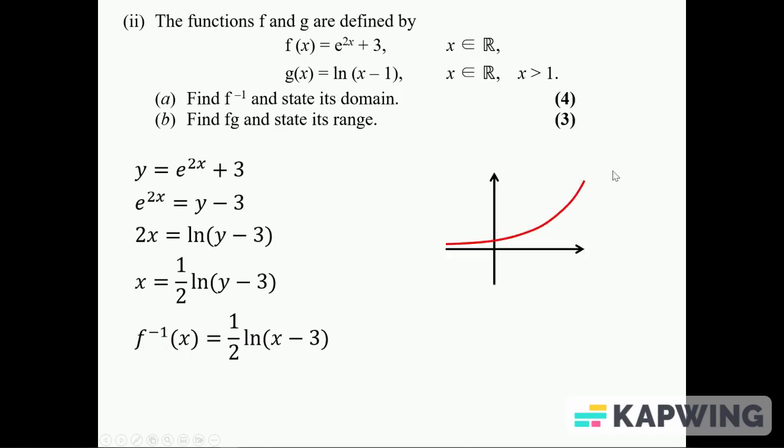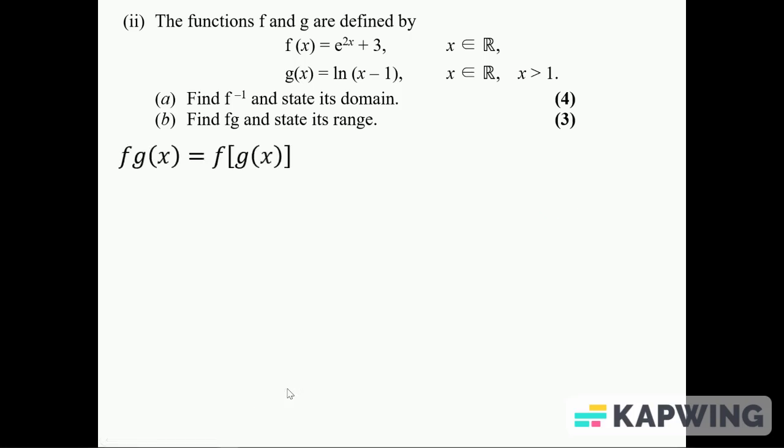The domain of f to the minus 1 is the range of the original function. We've got the whole of the e to the x graph. e to the 2x looks exactly the same, it's just squeezed towards the y-axis, and then plus 3 moves it up by 3. So the range is going to be greater than 3. You're going to have the asymptote there at 3. So that's the domain of f to the minus 1, which is the range of the original function.